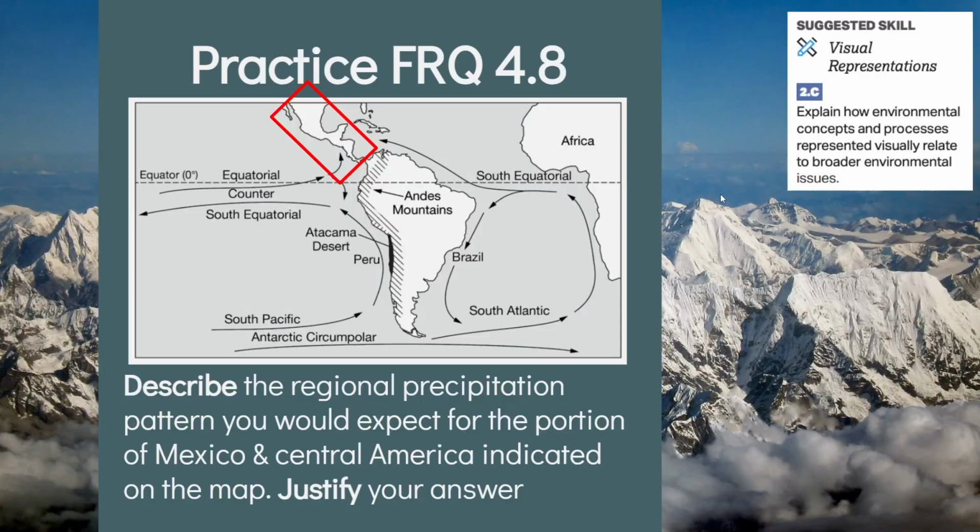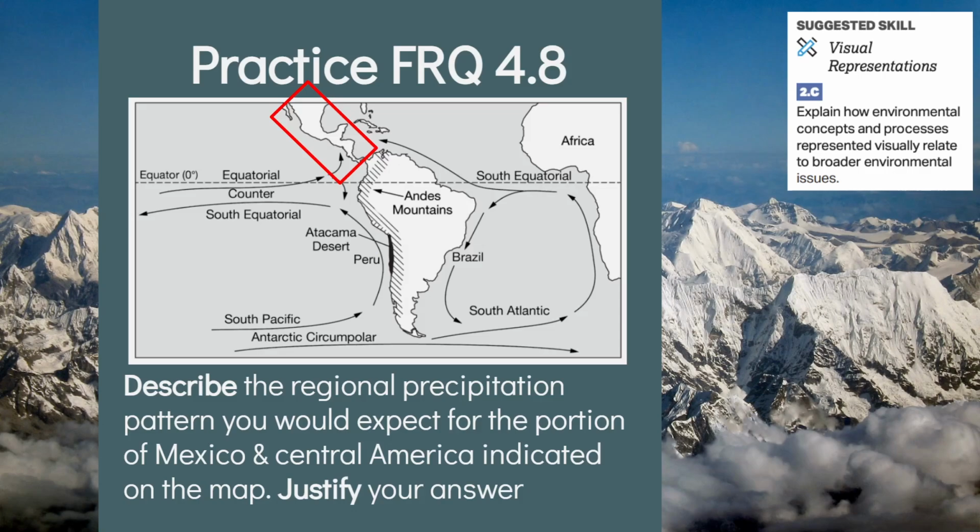Our science skill for practice FRQ 4.8 today is to explain how environmental concepts and processes represented visually relate to broader environmental issues. I want you to see if you can describe the regional precipitation pattern you would expect to see from the portion of Mexico and Central America indicated on the map, and then justify your answer. For a hint, think about the prevailing wind directions and the local bodies of water nearby this area, and try to decide what that would mean for the precipitation patterns of this region.